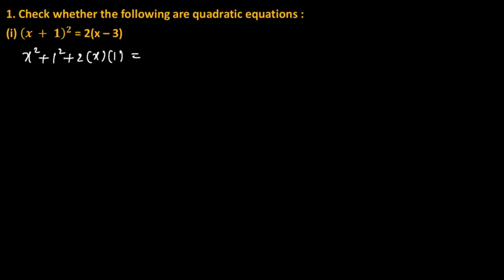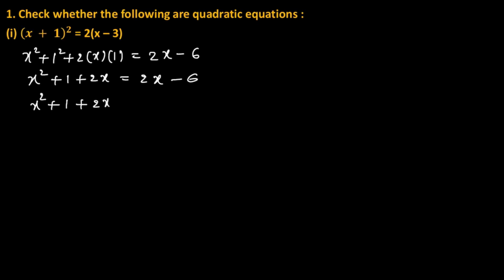which is equal to, so multiply with 2 into x, 2x, minus 2 into 3, 6. 2 3s are 6. So the final equation is x square plus 1 plus 2x is equal to 2x minus 6. Take all the terms to left hand side. Then it will be x square plus 1 plus 2x, plus x becoming the minus 2x and minus 6 is becoming the plus 6 is equal to 0.